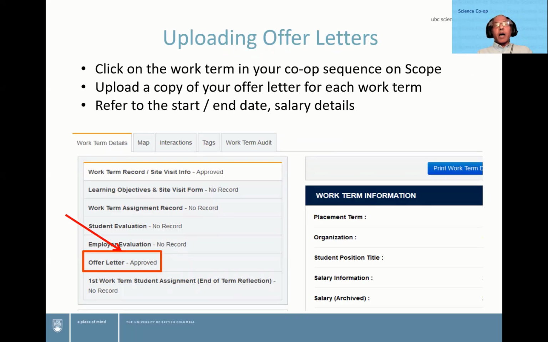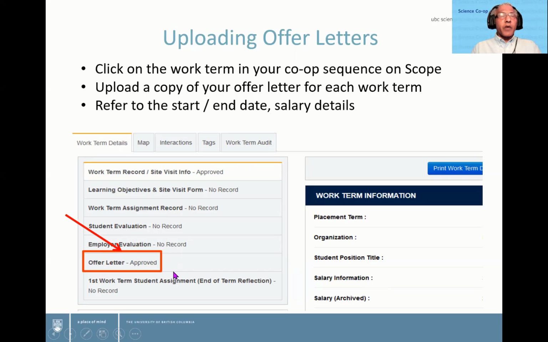All right, uploading the offer letters. All of the forms that you need to complete are in Scope. So click on the work term in your co-op sequence on Scope, and then upload a copy of your offer letter for each of the work terms. So you can see that your offer letter box is right over here.